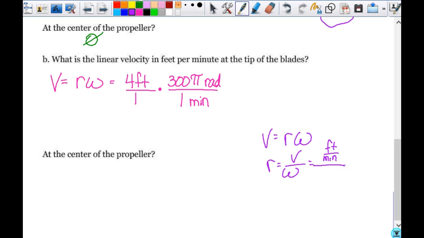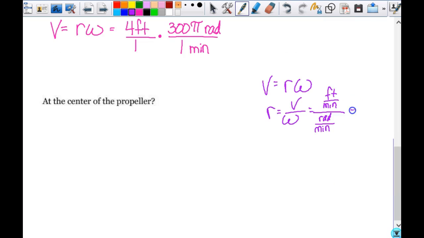And then the angular velocity was in radians per minute, right? What do you do when you divide fractions? You multiply by the reciprocal. So this is really feet per minute. The radius is equal to feet per minute times minutes over radians. So the minutes cancel out. So your radius, even though we talk about it in feet, it's feet per radian.